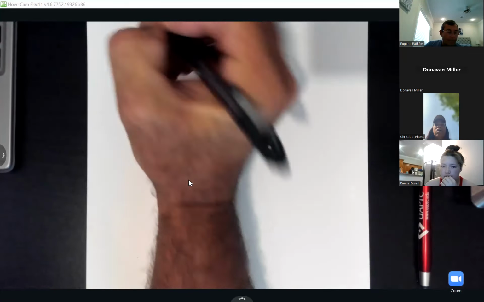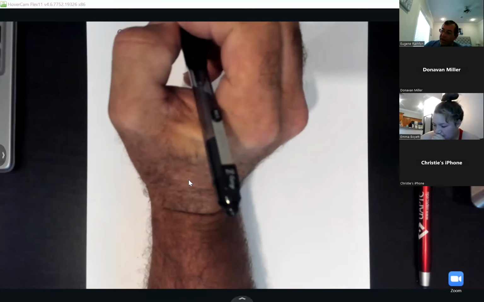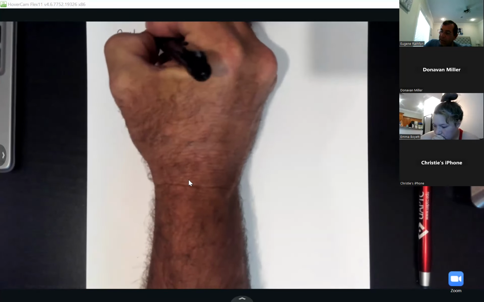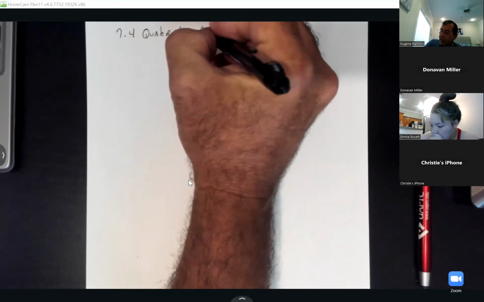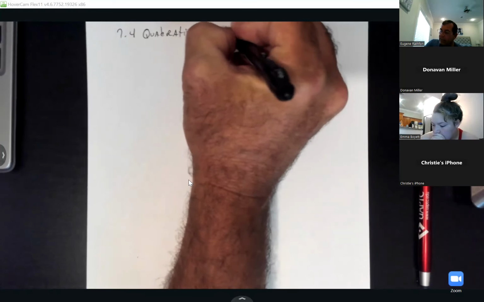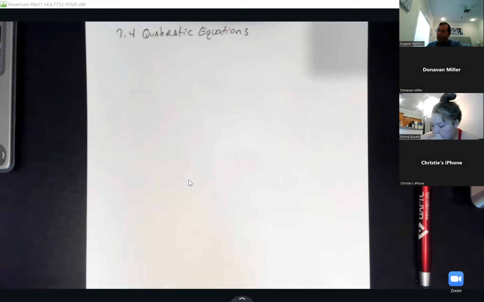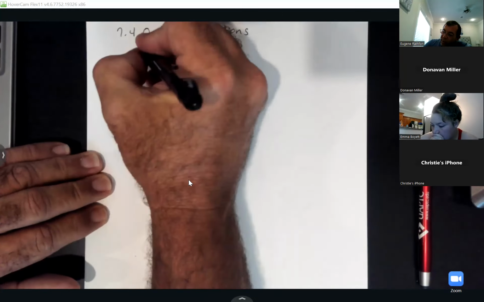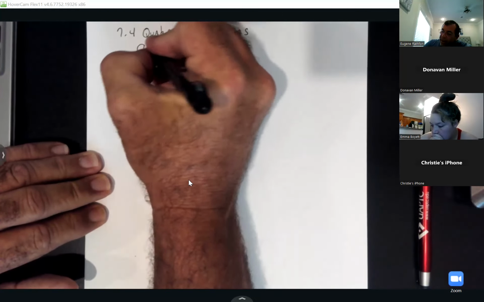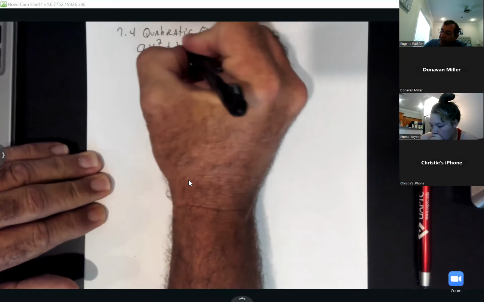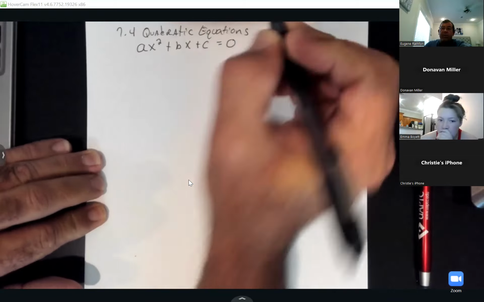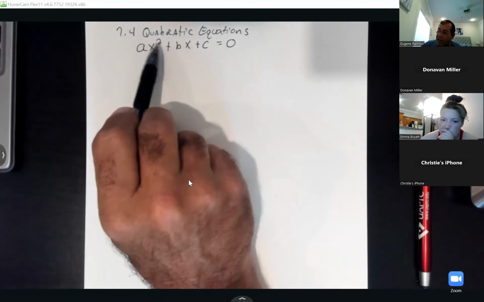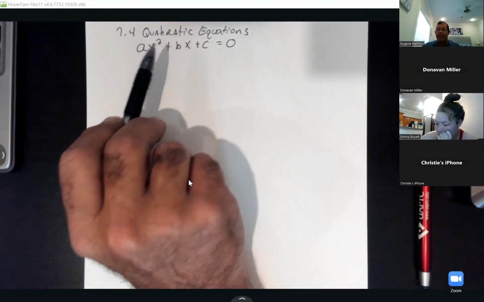All right, so we'll start with 7.4. And it deals with quadratic equations. And y'all, quadratic equations come in the following form: ax squared plus bx plus c equal to 0. So what makes these quadratics are those x squared terms, okay?